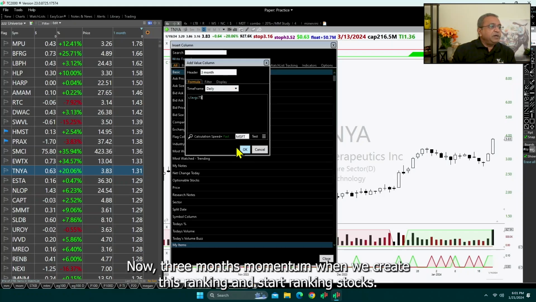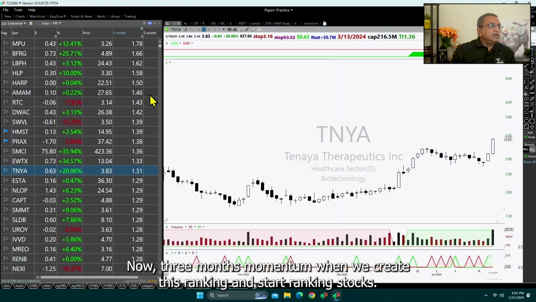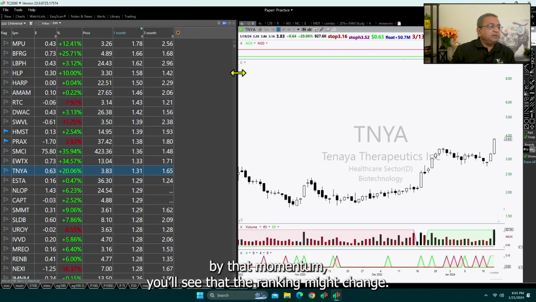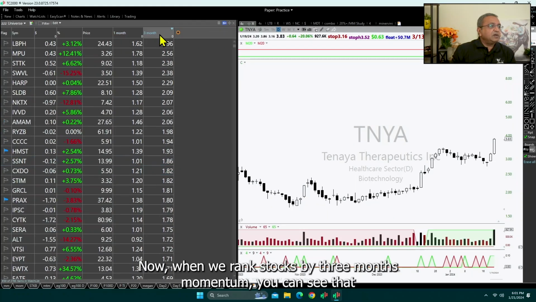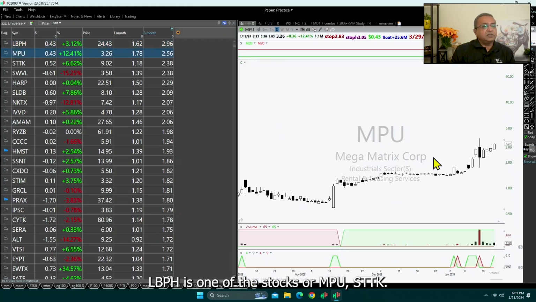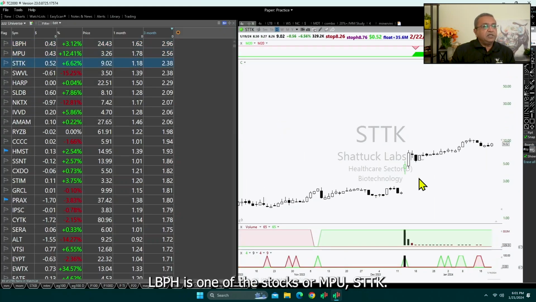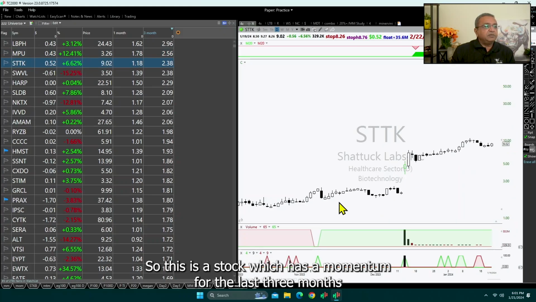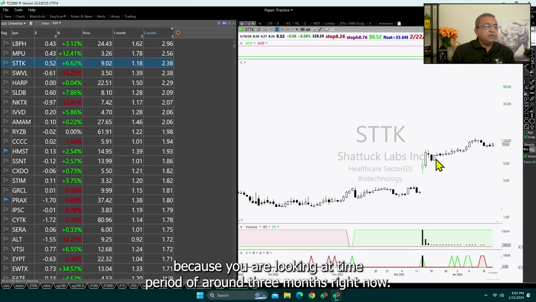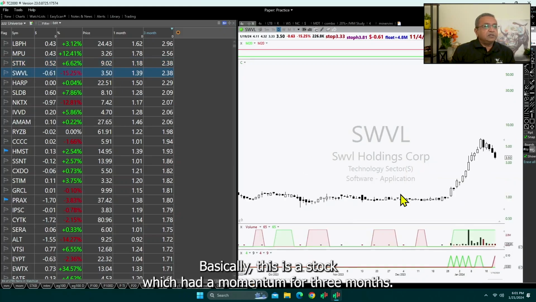Now when we create this ranking and start ranking stocks by 3 months momentum, you'll see that the ranking might change. When we rank stocks by 3 months momentum, you'll see that LBAPH is one of the stocks, or MPU, STTK. So this is a stock which has had momentum for the last 3 months, because you're looking at a time period of around 3 months. Or this is a stock which had momentum for 3 months.